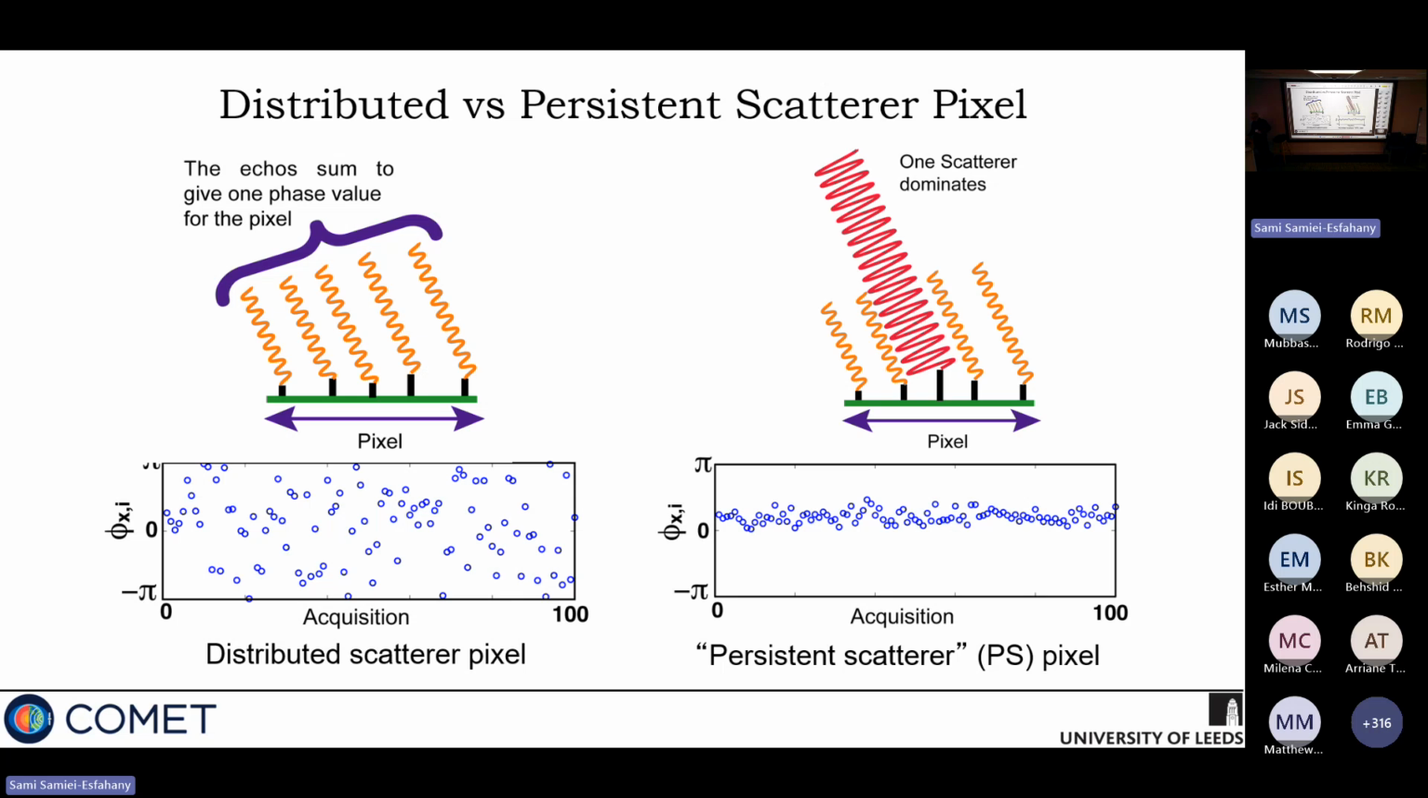And that's a persistent scattering pixel. So I'm using maybe a more general term than some might for that. But for me, it's when the noise is small enough that you can track it. I call that persistent.